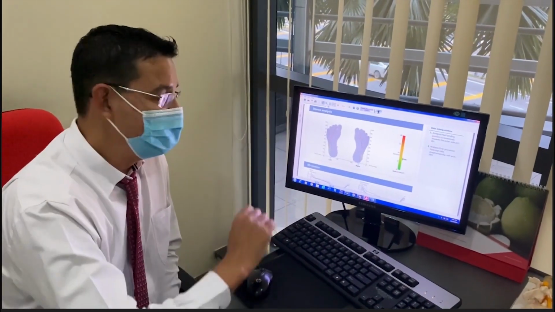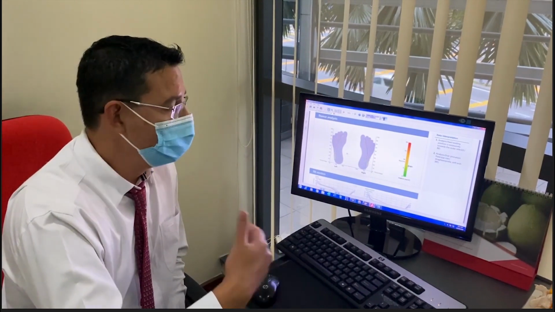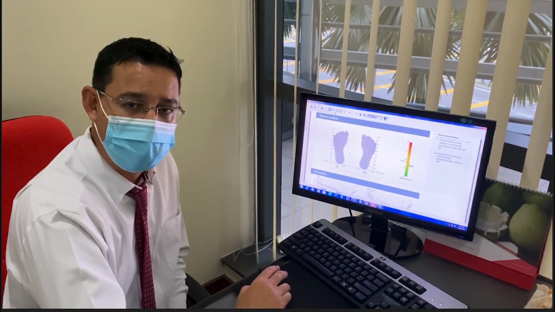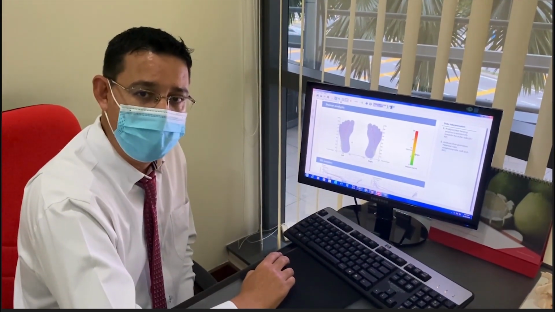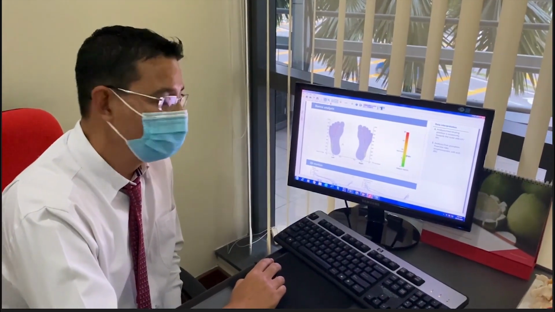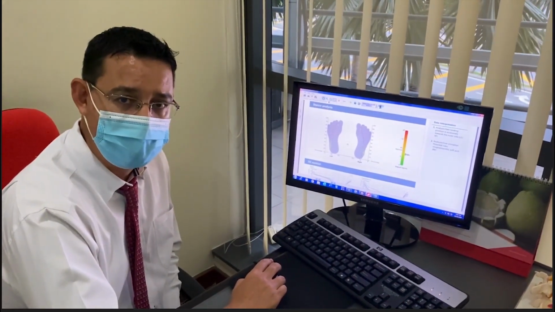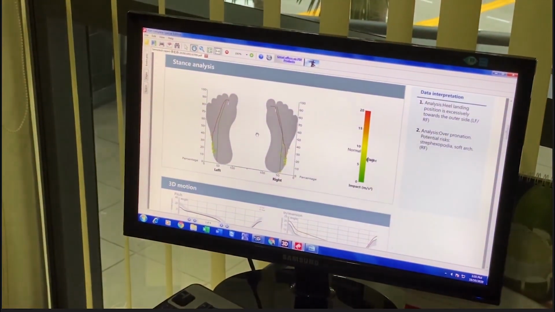Okay, Mr. Lee, this is the results of your foot or gait test. Remember, what we are trying to do is we're trying to find the root cause of your problem. From this test, we can see that your feet is rolling in or dropping down too much. Usually, this is a term referred to as excessive pronation, and this test just confirms that you do have excess pronation.